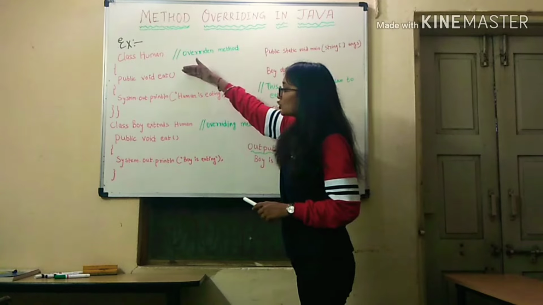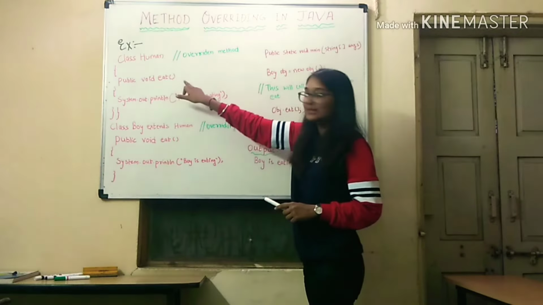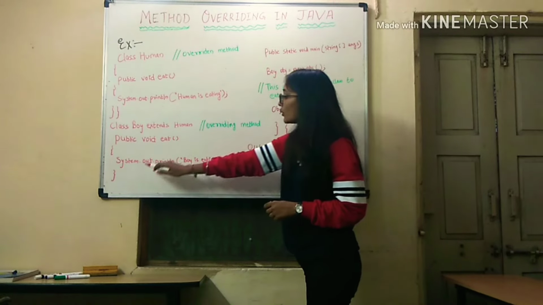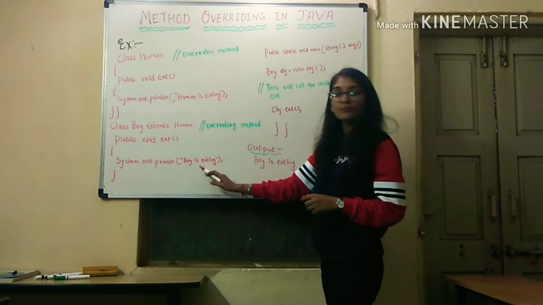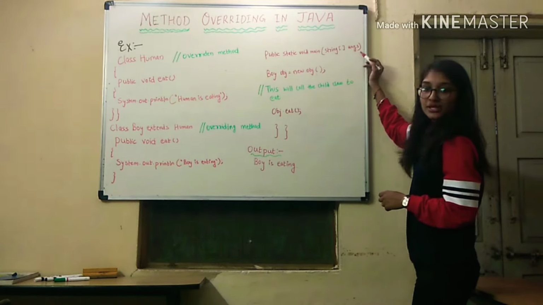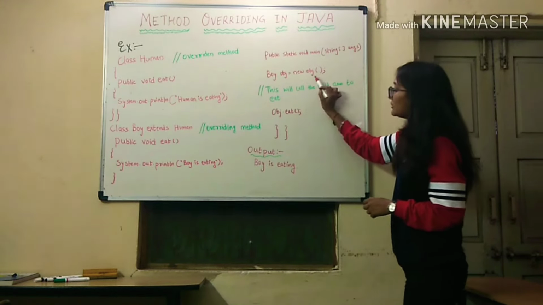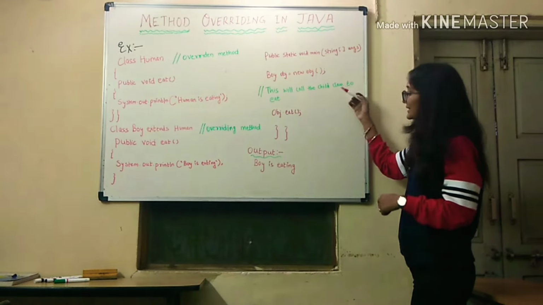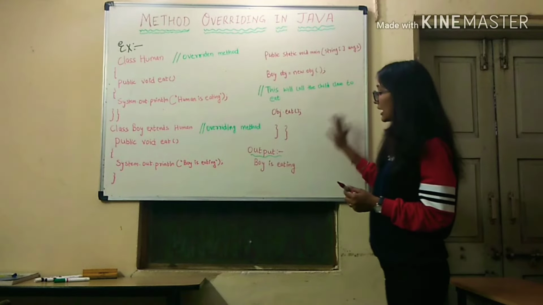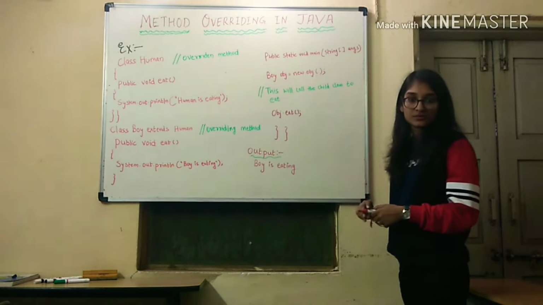In class Human and class Boy, they both share a common method known as public void eat. Then we print System.out.println Human is eating, and in the Boy class we write System.out.println Boy is eating. Now here is public static void main String args. In this, a Boy object is created with new. Then this line will call the child class's eat. Now object dot eat, then the program is over. Now the output of this program is Boy is eating. A child can inherit the property of his parent class.